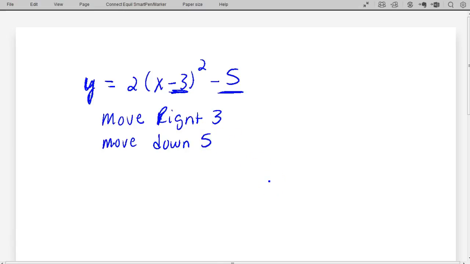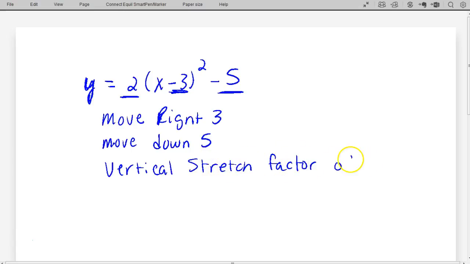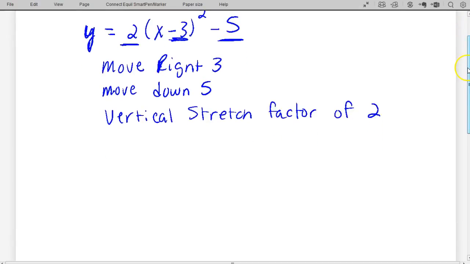And then vertical stretch, this 2 right here. Vertical stretch factor of 2. Yay!